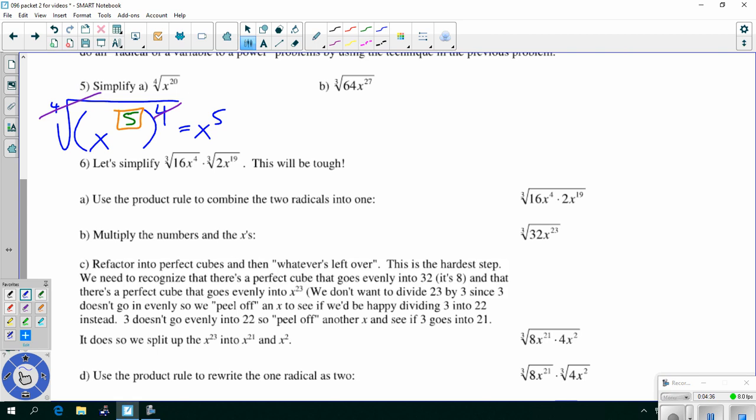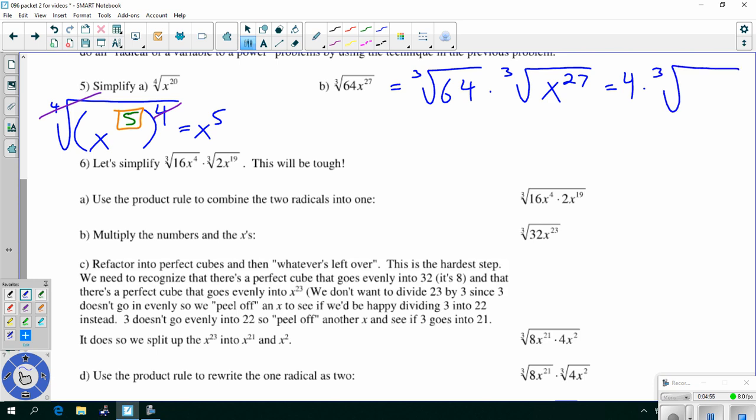Okay, part B, same deal, but let's separate this into two radicals first because there's a numerical part and a variable part. And I want to separate them because I kind of think about them differently. So the cube root of 64, that's a nice number, that's easy. Read your sheet if you want to, but it's just a plain 4 times. Now we got to set ourselves up for success.